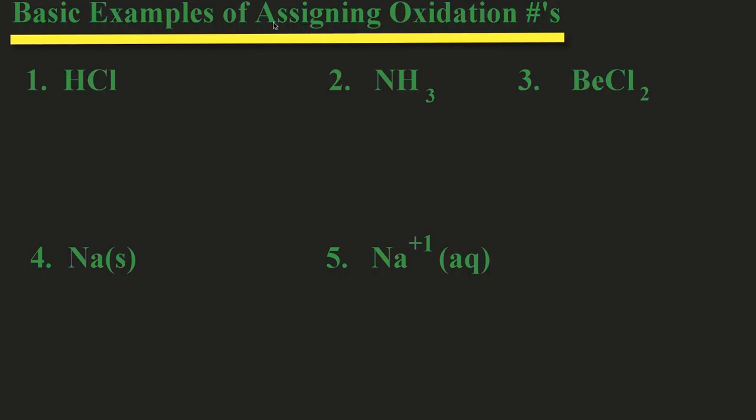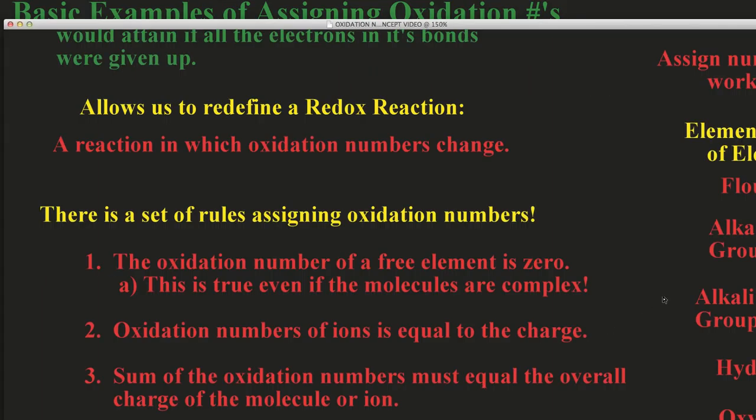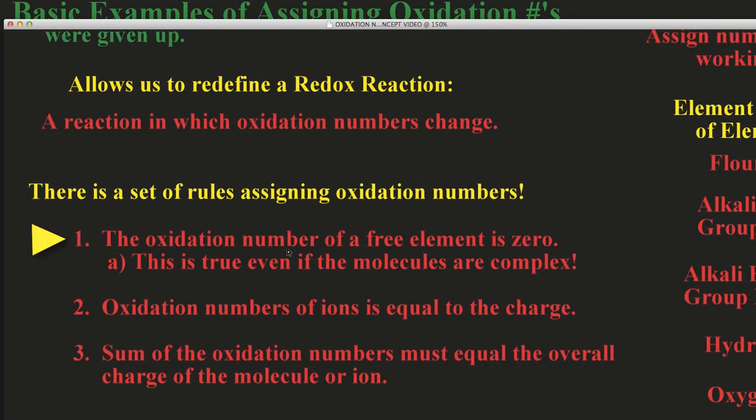Today we're going to look at some basic examples of assigning oxidation numbers. If you remember when we went over the concept video, I gave you some rules to memorize, such as the oxidation number of a free element is 0 no matter how complex. The oxidation number of an ion is equal to the charge. The sum of the oxidation numbers must be equal to the overall charge of the molecule or ion.